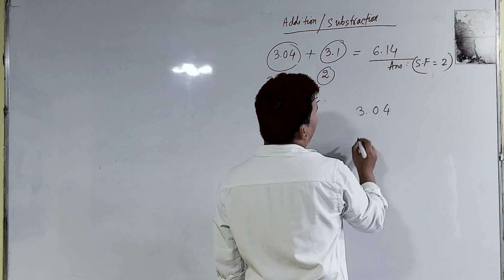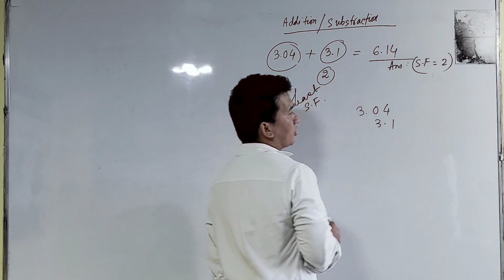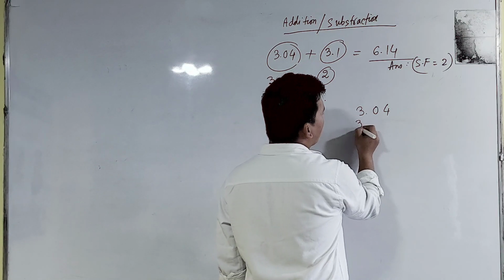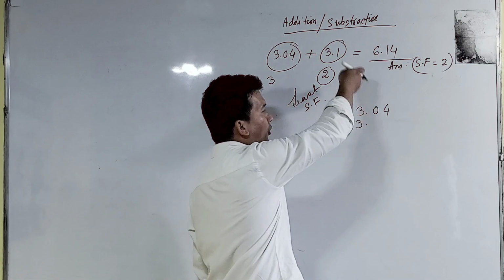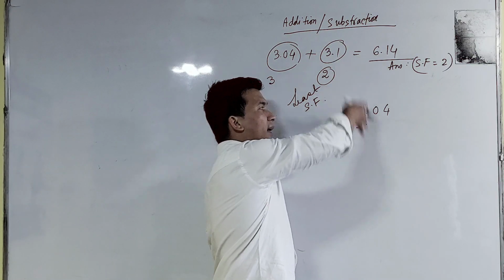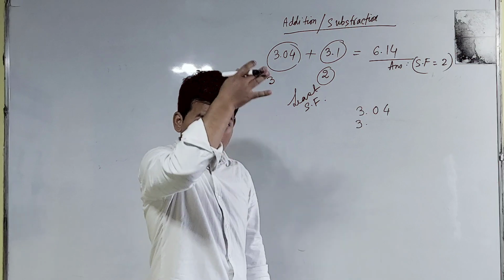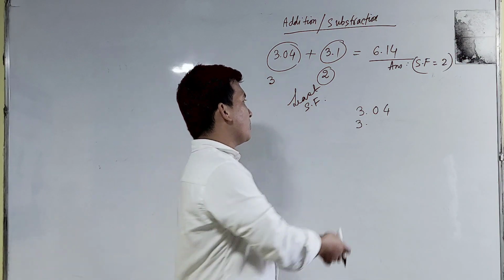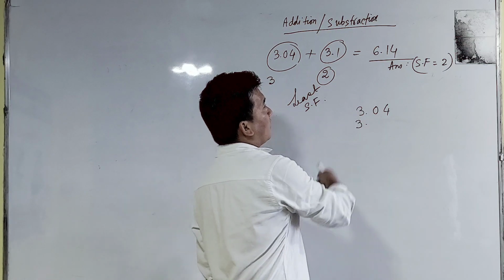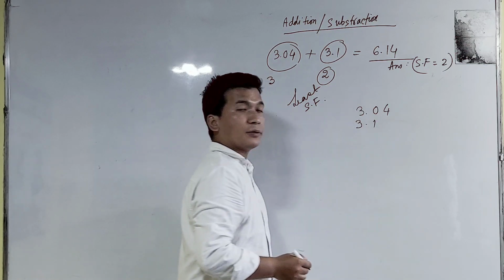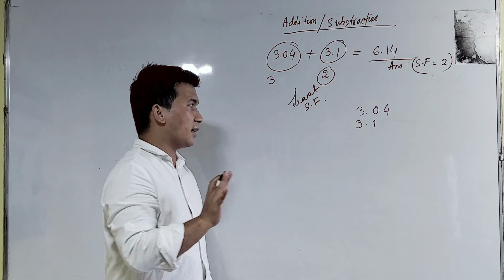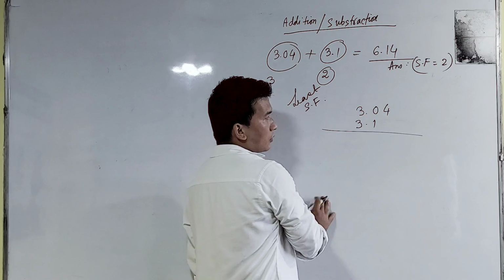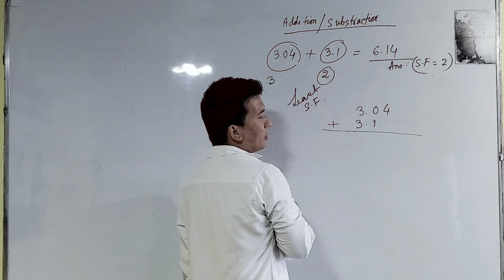3.04 and can we write 3.1? We have to put the decimal points in one line. The decimal point should be kept along one particular column. This is the first column. Is that understood or not? The remaining is this 0, quite elementary.